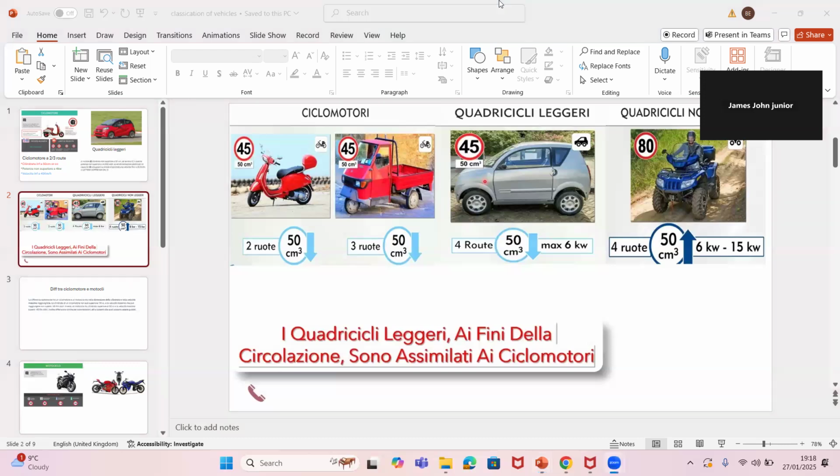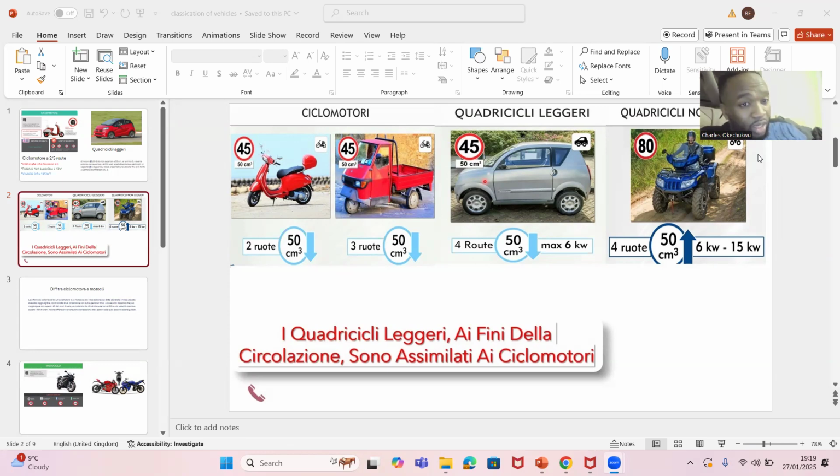Quadricycle non-leggeri and quadricycle leggeri. I want to know the difference now. Hold on. We have not yet spoken about quadricycle non-leggeri. We see there for leggeri. We go slowly. The most important thing is that you write down what it is and understand what qualifiche leggeri is. Understand? Say qualifiche leggeri, they are under ciclomotore. That's where we stop for now.